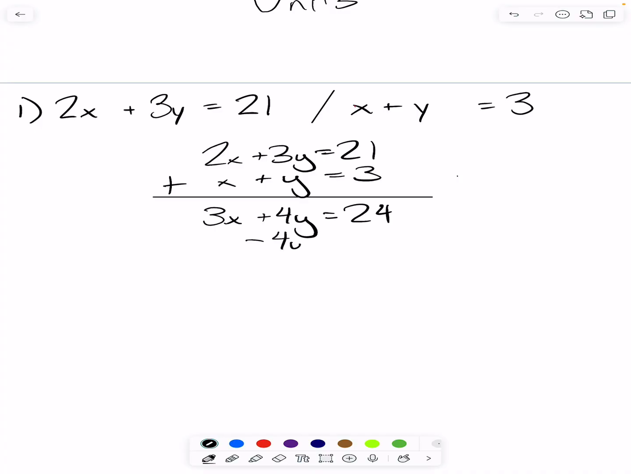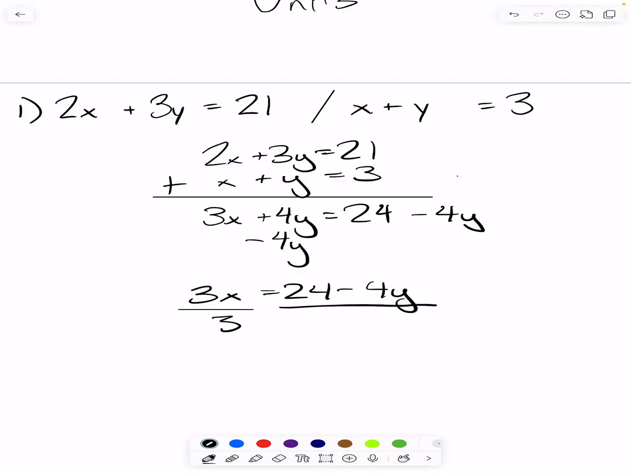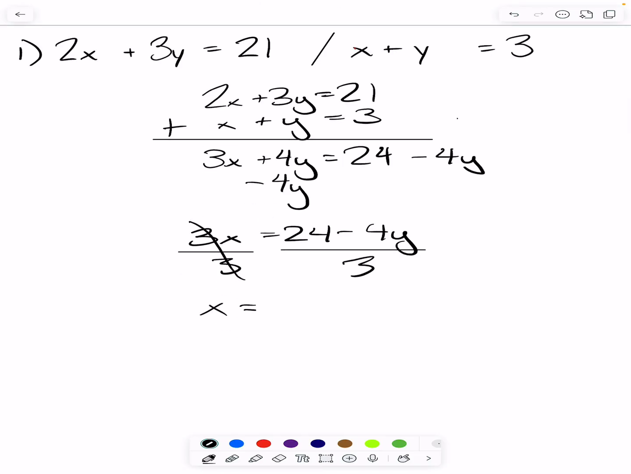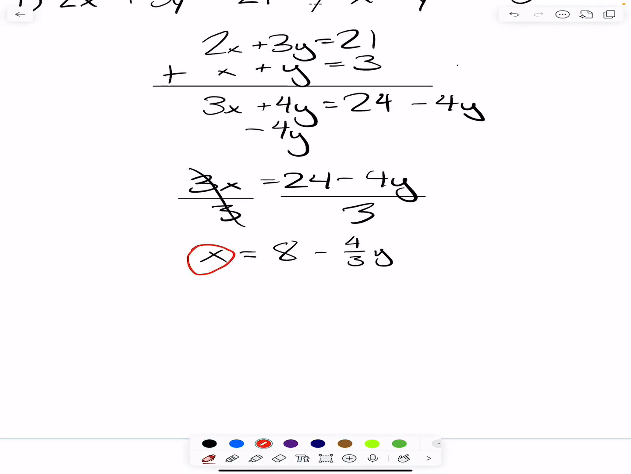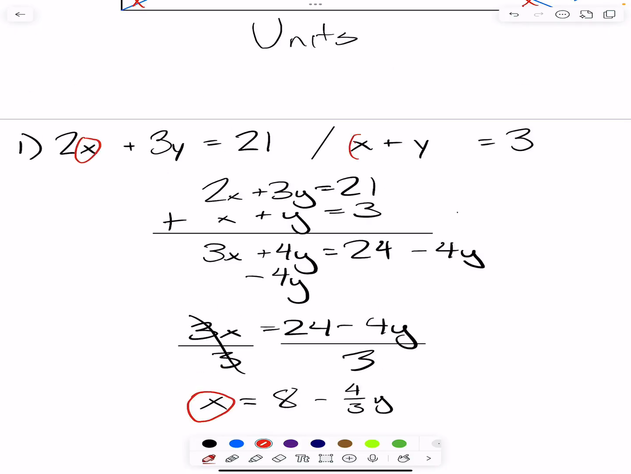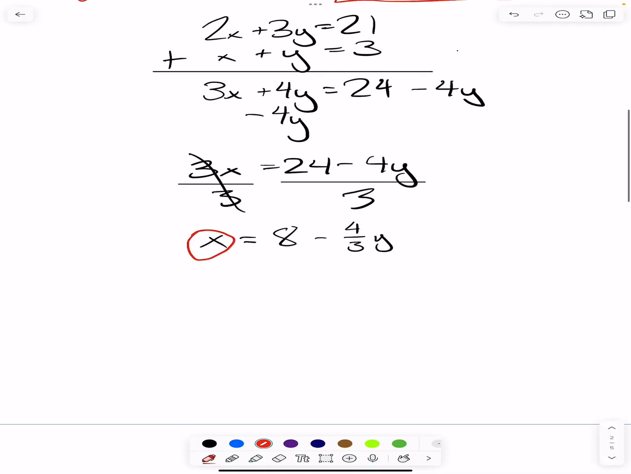Over here we can subtract our 4y from both sides. We're left with 3x equals 24 minus 4y. From here I can divide by 3. That cancels, so now we have x equals 24 divided by 3 is 8, minus 4 over 3 y. Now that we have our x, I can take it and plug it in for either one of these x's. I would rather use this one because this looks like an easier equation. So now we have 8 minus 4 over 3 y going in for our x.